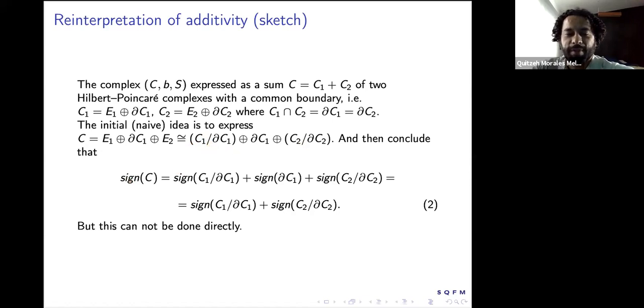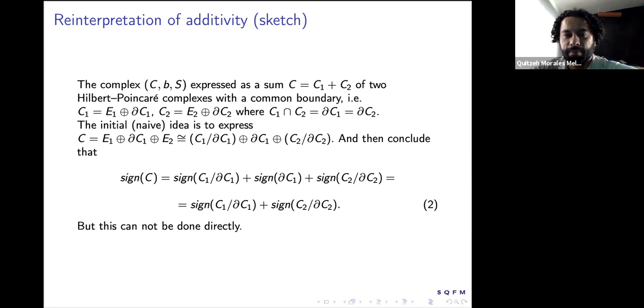So one would write that the signature is the sum of these three signatures, and because this is a boundary, this signature is 0, and then one gets this Novikov additivity. But this cannot be done directly because the decomposition is not a direct decomposition in terms of the operators of algebraic Hilbert Poincaré complexes. So there are a lot of maps between different summands.